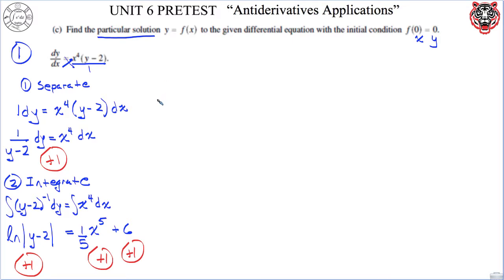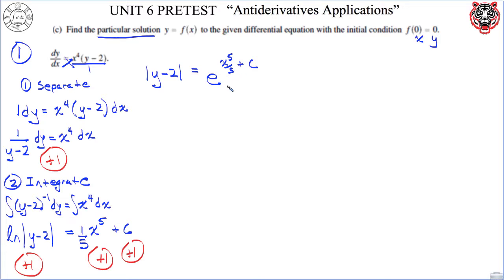So I'm going to exponentiate. It's a hard word to say for me. Exponentiate both sides, so it's going to be e to the power of this and e to the power of this. E to the power of natural log will cancel out. I'm just left with absolute value of y minus 2. So absolute value of y minus 2 is equal to, and I exponentiated the right-hand side too. So e to the power of all of this is, I'm just going to write e to the power of x to the 5 over 5 plus c.